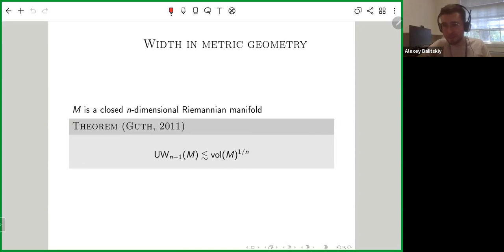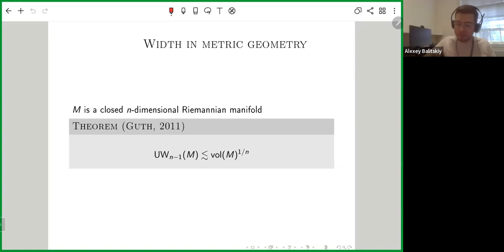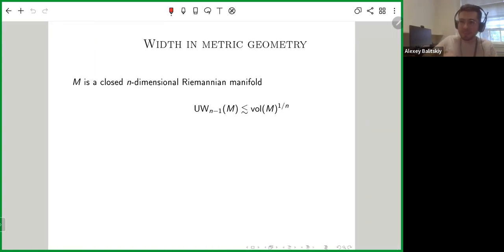I'll just mention this theorem once again, because that's a cool theorem, first of all, on its own. And you can interpret it in several ways, depending on what your favorite questions are, but we'll get to it. So basically, the point of this theorem is that many other quantities, metric invariants of a manifold, can be automatically bounded in terms of the nth root of the volume, because it just happens in practice that many of those invariants are bounded by the width, by the codimension one width.